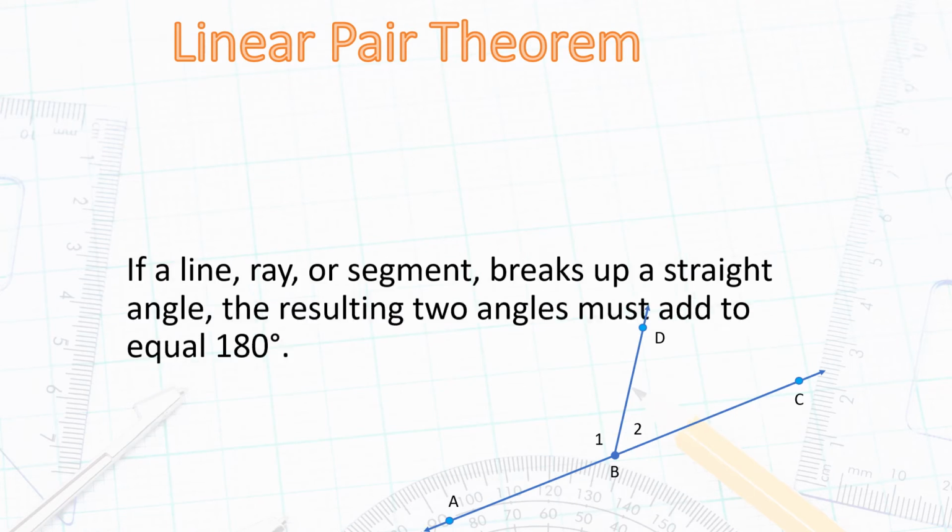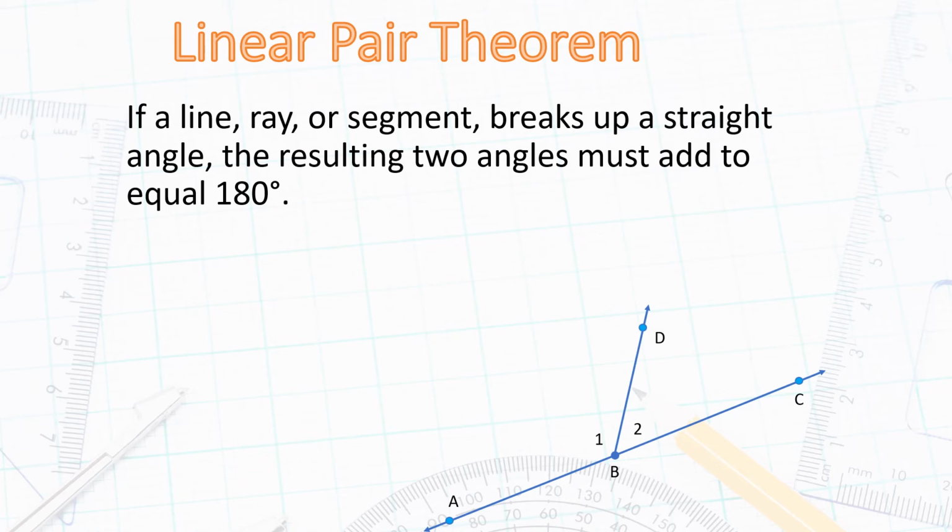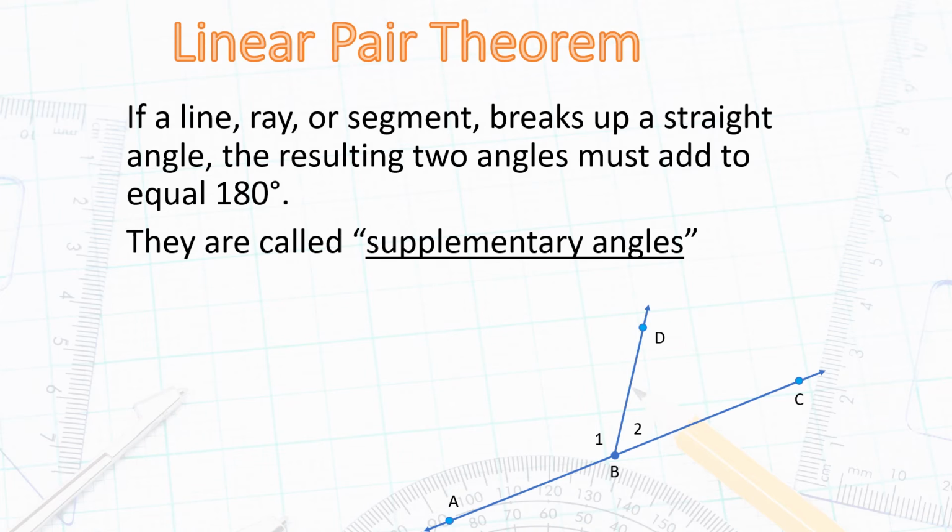Okay, so what we're looking for here is that if you break up a straight line, so a segment or a ray or a line, with another segment, ray, or line, it can have an endpoint on it, or it could continue as well. It wouldn't matter. It's going to create supplementary angles. So these are angles that add up to 180 degrees. So angle 1 plus angle 2 would equal 180.